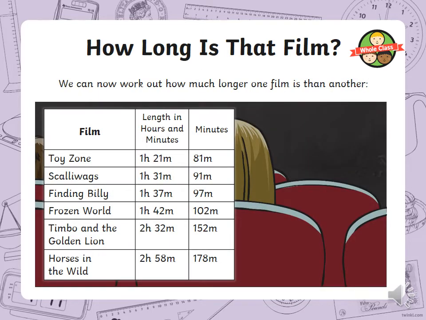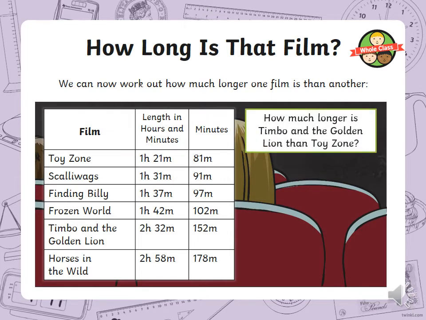Okay, we can now work out how much longer one film is than the other. So we can now use our taking away brains to work out the differences. How much longer is Timbo and the Golden Line than Toy Zone? So Timbo and the Golden Line is 152 minutes and Toy Zone is 81. So what you've got to do is use your taking away magic to work out 152 take away 81 minutes. Then you'll be able to see the difference.